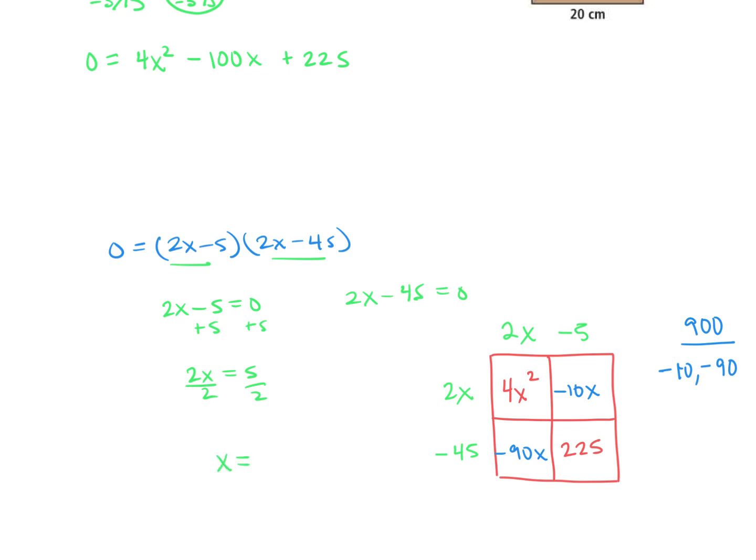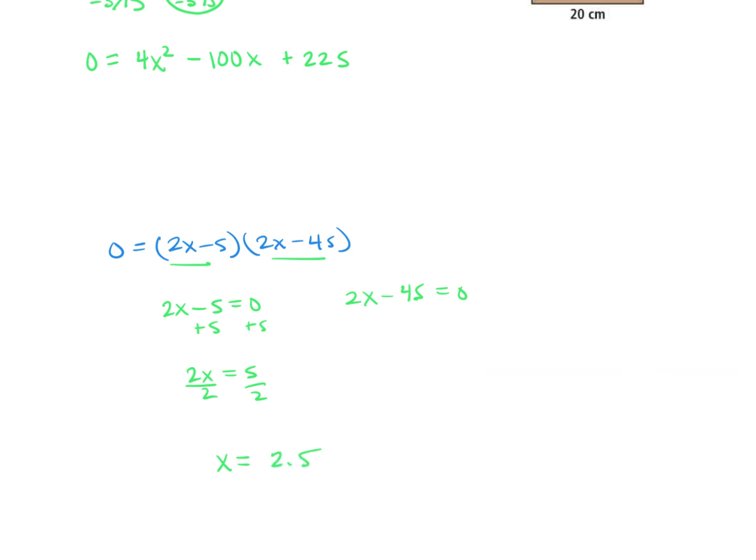We're dealing with a word problem, so decimals are also okay, as long as we don't have to do some weird rounding. 5 divided by 2 is 2.5. Then we're going to solve this one, add 45 to both sides. 2x equals 45, divide by 2. 45 divided by 2 is 22.5. All right, so because it was a quadratic equation, we got two solutions.